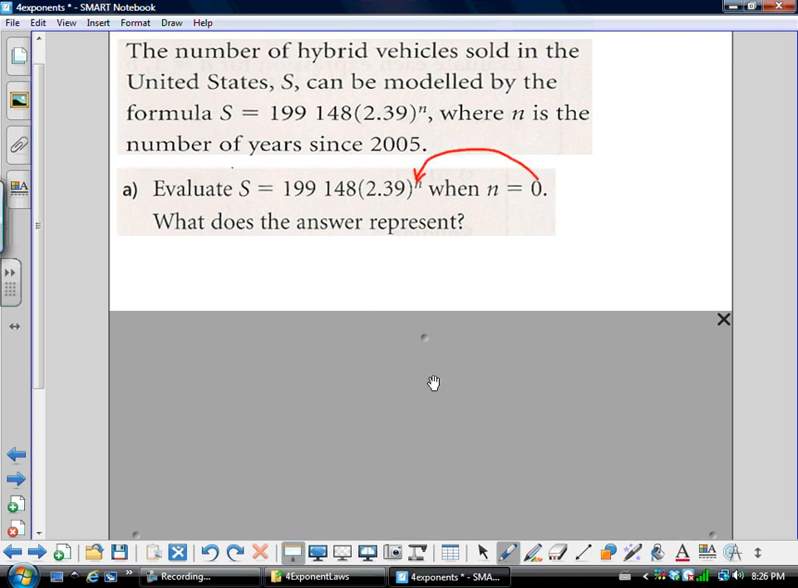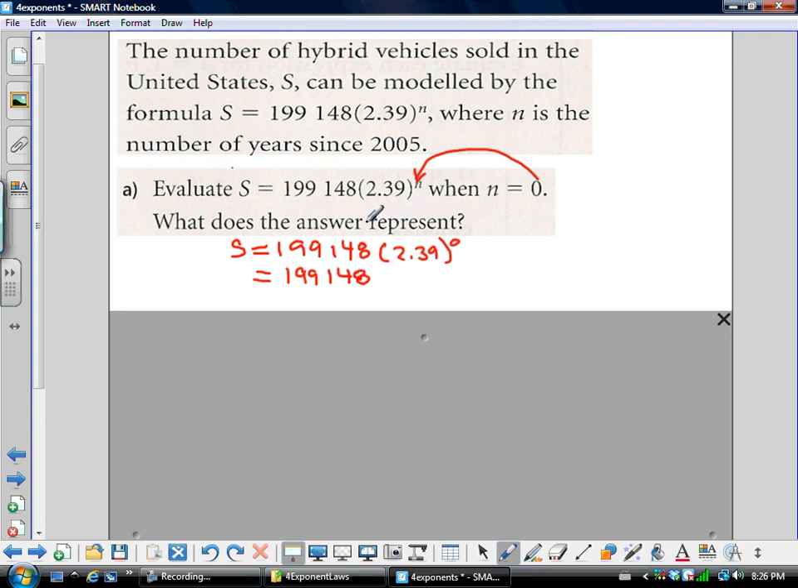Let's take a look at what this looks like. We have S equals 199,148 times 2.39 to the power of 0. Well, I know anything to the power of 0 equals 1. So really, it's this large number times the number 1. So I end up with 199,148.